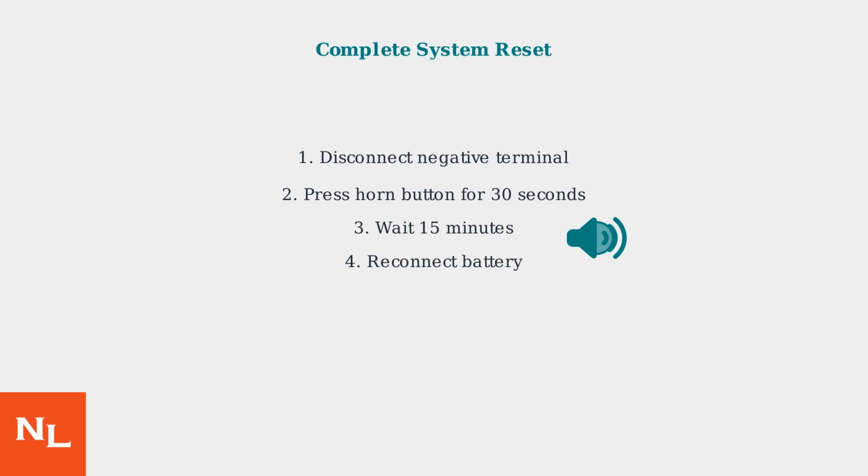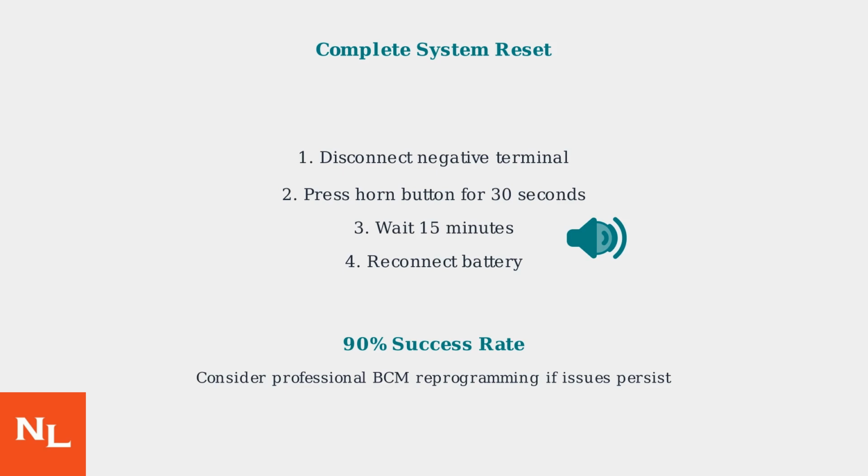Then press and hold the horn button for 30 seconds to drain any residual electrical charge from the system. This complete reset has a 90% success rate for resolving persistent alarm issues. If problems continue after this procedure, consider aftermarket bypass modules or professional BCM reprogramming services.